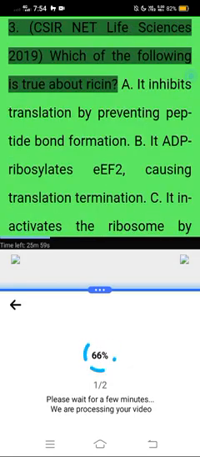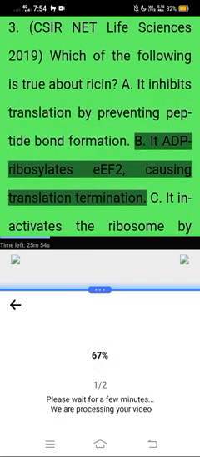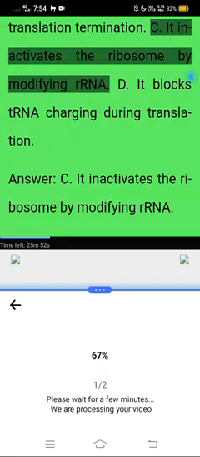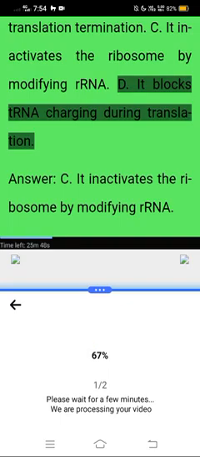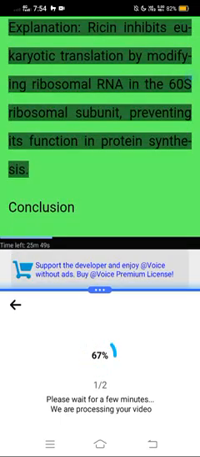3. CSIR NET Life Sciences 2019. Which of the following is true about ricin? A. It inhibits translation by preventing peptide bond formation. B. It ADP ribosylates eEF2, causing translation termination. C. It inactivates the ribosome by modifying rRNA. D. It blocks tRNA charging during translation. Answer: C. It inactivates the ribosome by modifying rRNA. Explanation: Ricin inhibits eukaryotic translation by modifying ribosomal RNA in the 60S ribosomal subunit, preventing its function in protein synthesis.